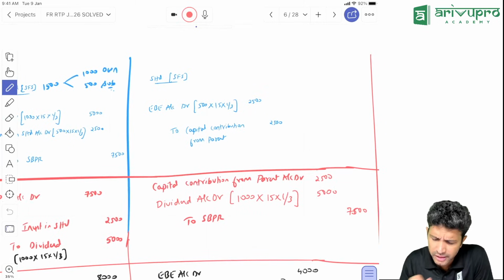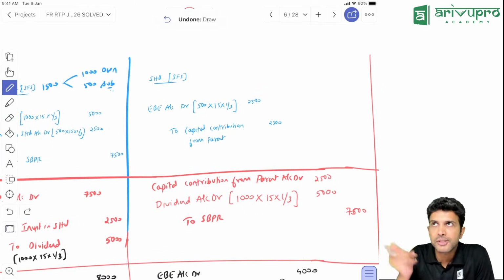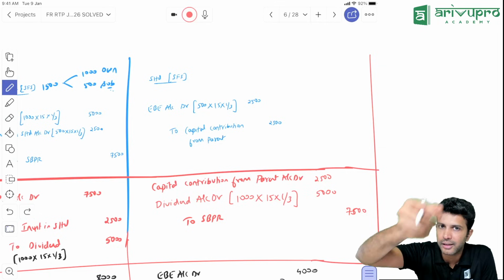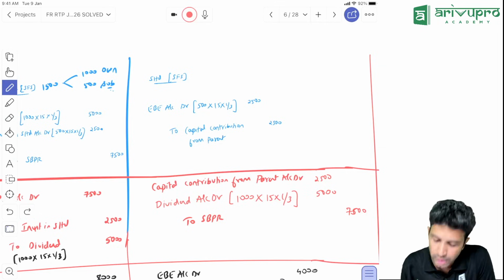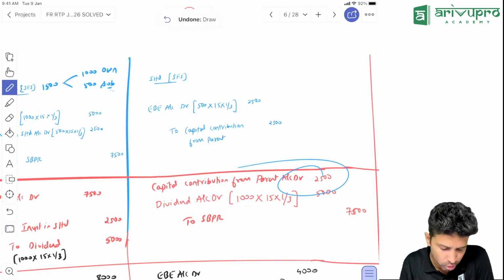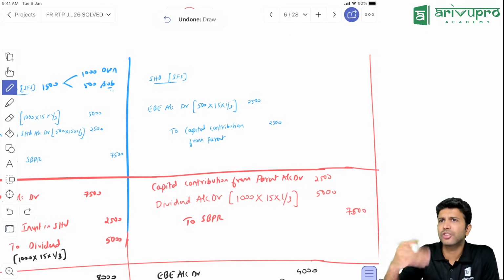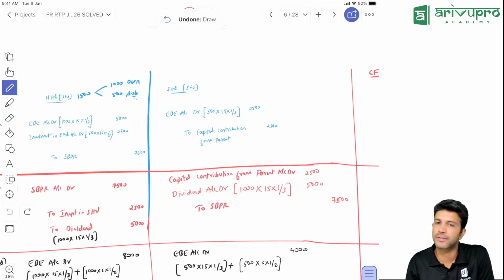Here, very simple thing: capital contribution not required, debit it. Since the subsidiary is giving some benefit to the parent, the subsidiary will have to account for it as dividend. On what shares? The shares given to the parent's employees. So these two you can book. When the subsidiary gives any ESOP plan to the parent, the entry will be dividend to SBPR. So you can get this as a balancing figure.